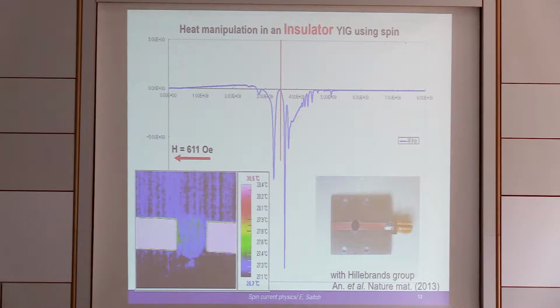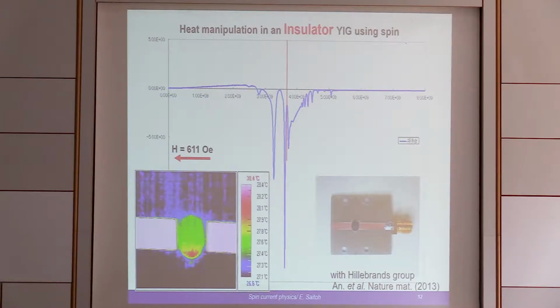So let's see what happens. Okay, now we are getting into the surface spin wave band. So the spin current is gradually created in this direction, and as a result, a temperature gradient is spontaneously formed like this.